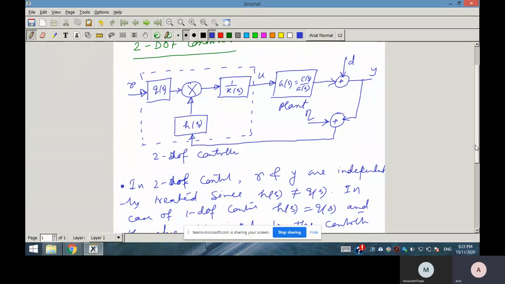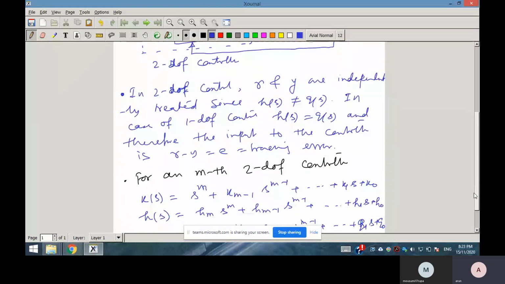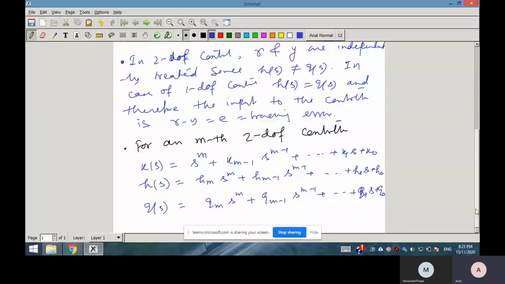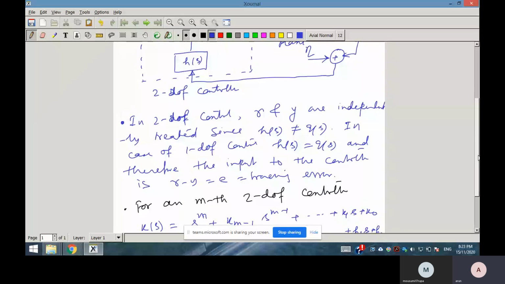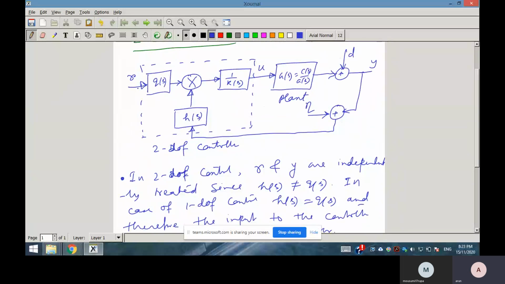Now naturally the question is how to realize such a control, because ultimately HS and QS are polynomials. So if you independently represent HS and QS, it will be a purely differentiator, a higher order differentiator. So physically it will not work. So then how to represent such a control law in a minimal fashion?